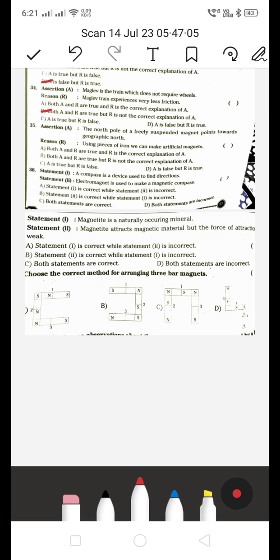Next one, assertion: the north pole of a freely suspended magnet points towards geographic north. Reason: using pieces of iron we can make an artificial magnet. A, both A and R are true, and R is a correct explanation of A. B, both A and R are true but R is not a correct explanation of A. C, A is true but R is false. And D, A is false but R is true. Which is the right answer? The north pole of a freely suspended magnet points towards geographical north.